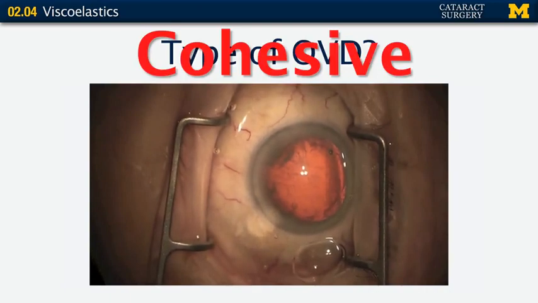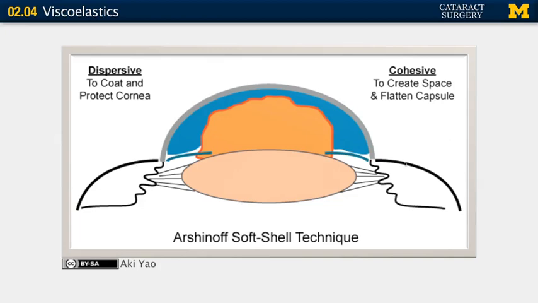It's very cohesive. And like I said, usually a dispersive and cohesive agent are used to do the soft shell technique, which means you use a cohesive agent injected after the dispersive agent to push the dispersive agent up next to your corneal endothelium, because the main object of the dispersive is to coat and protect, and the main object of the cohesive is to flatten the capsule. We'll get to that later when it comes to creating the capsule rhexis, and make a space for you to work with all of your instruments inside the eye. And like I said, I use Viscoat and Amvisc to accomplish that.